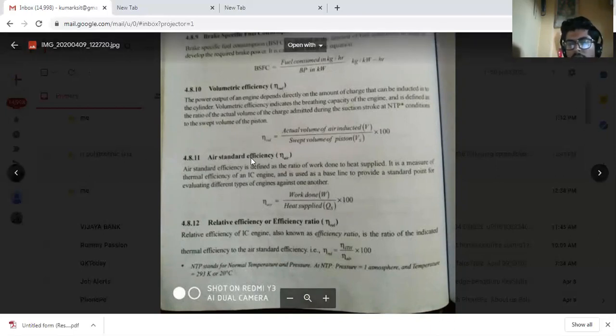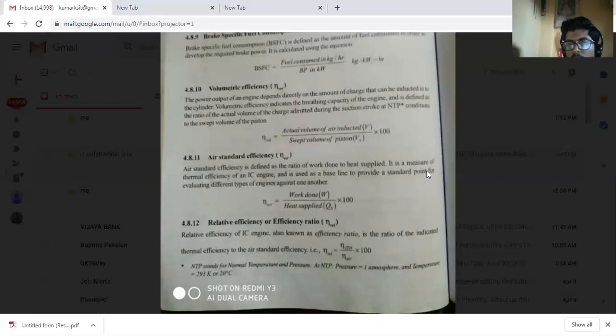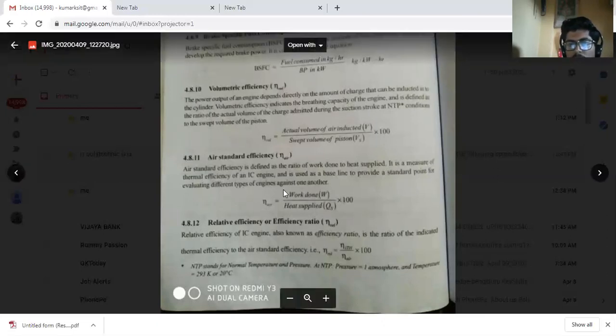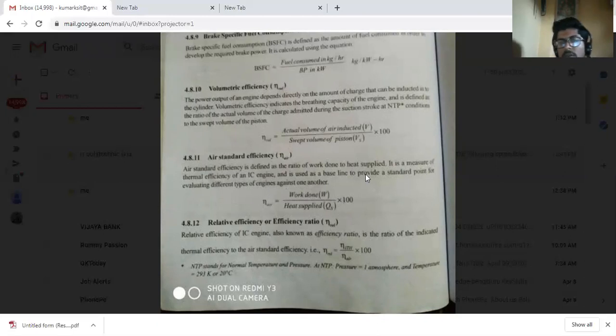By calculating air standard efficiency, we can come to know the thermal efficiency of the engine, and it is used as a baseline to provide a standard point for evaluating different types of engines against one another. So if you take air standard efficiency as a baseline, we can compare with other engines, to know the other parameters.